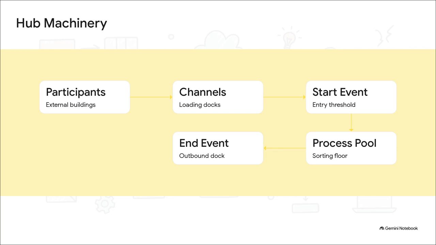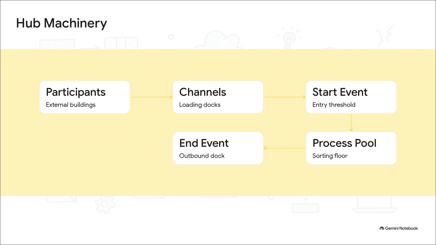These are the loading docks where the trucks pull up. You have to match the adapter on the channel to the language the participant speaks, whether that's HTTPS, SFTP, or an SAP API dock. From the channel, the parcel hits the start event. That's the green circle where it officially enters our facility. Then it moves into the integration process pool. This is the main sorting floor where all your routing and transformation steps actually live.